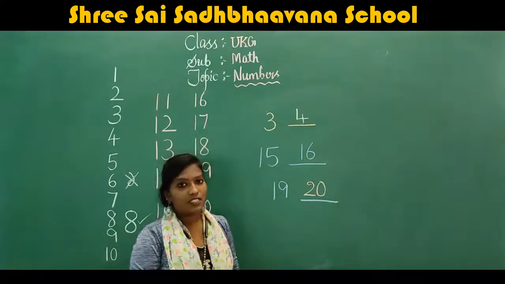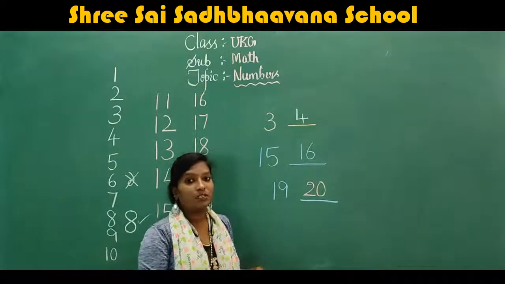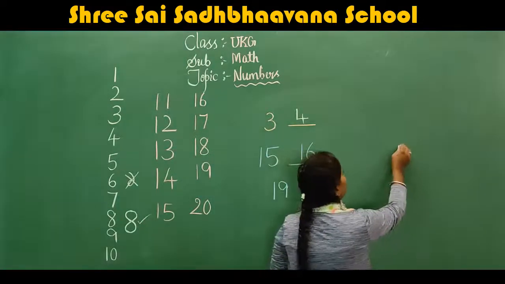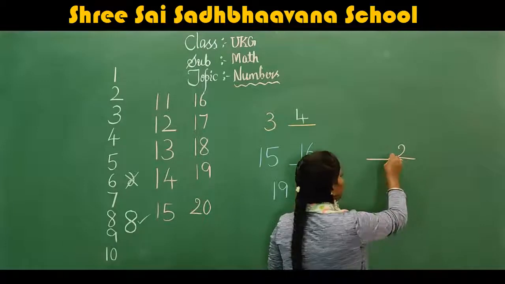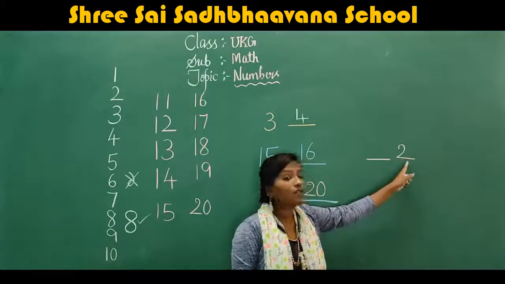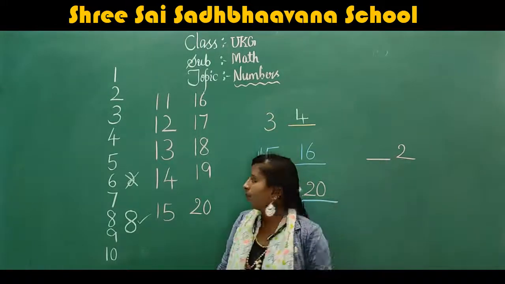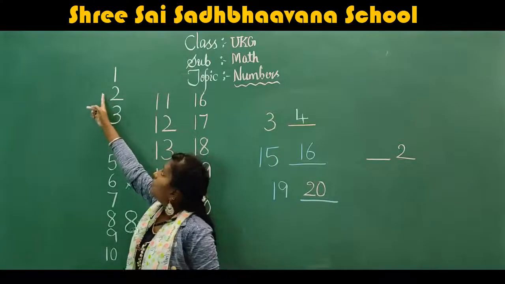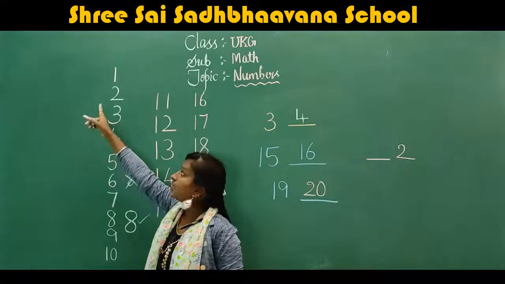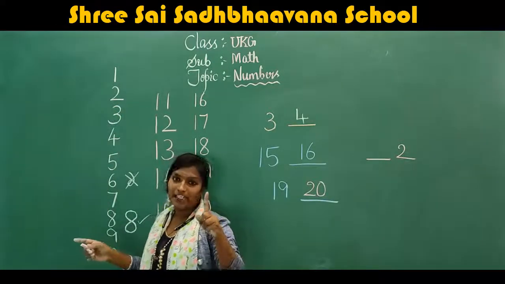Number 20. Okay? Next, we will learn before number. For example, see here. This is number 2. Before number, which number will come? Not after number. I'm asking before number. Before number 2 comes number 1.